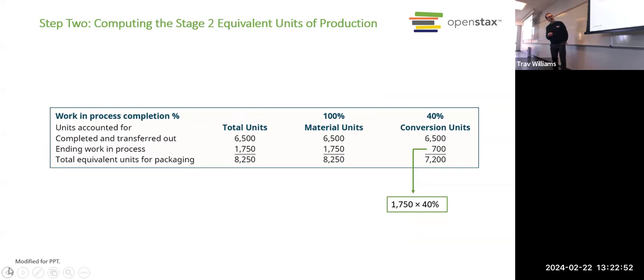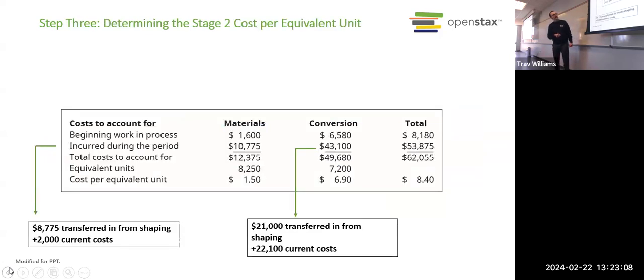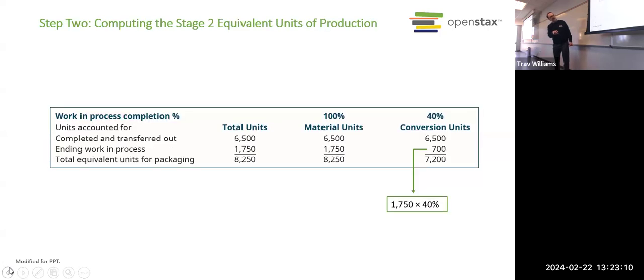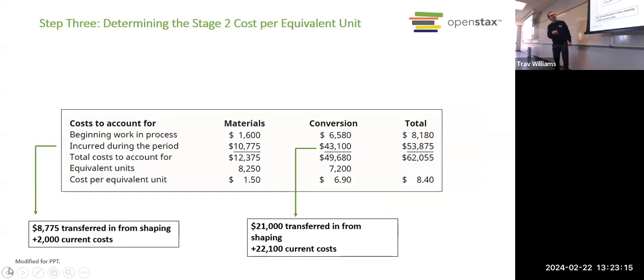They were 40% complete. So that 1,750 was only 40% complete. So we call that 700 equivalent units for conversion, right? And that gave them a total of 7,200 equivalent units for conversion. We use that to figure out cost per unit for conversion, which we can add to the material cost per unit to get a total cost per unit.